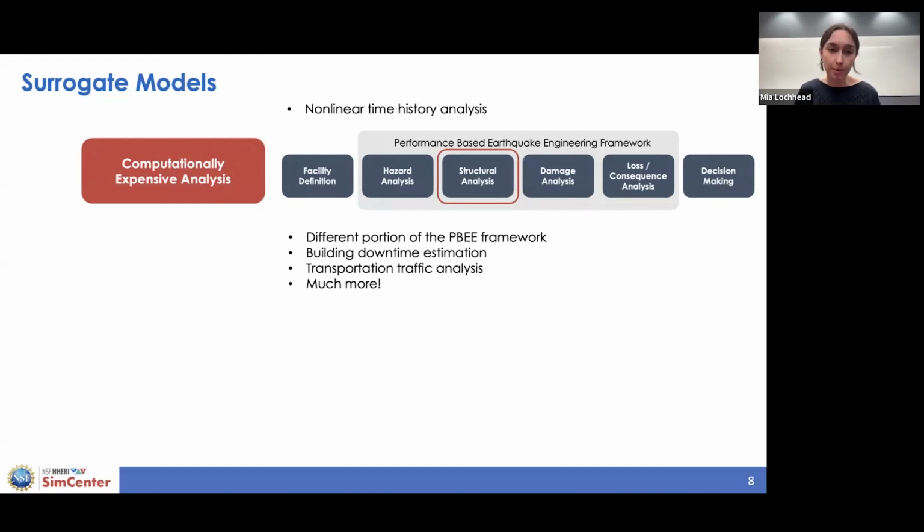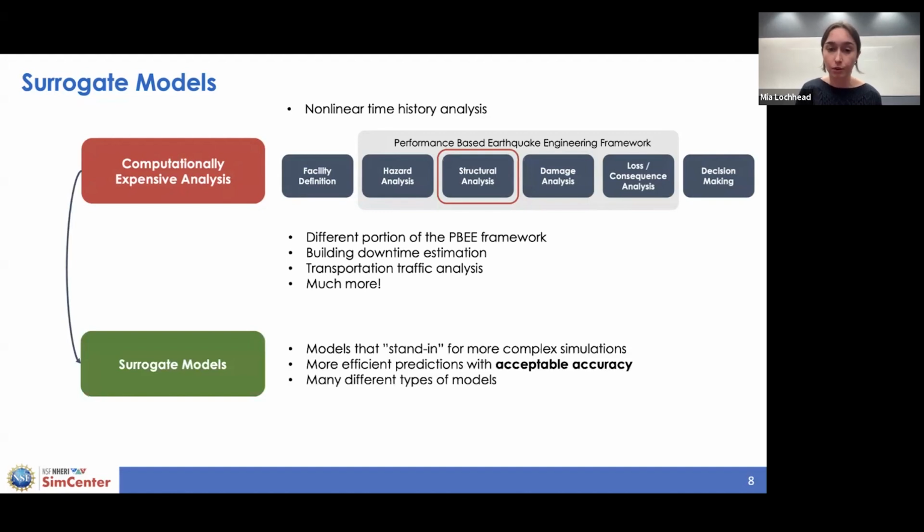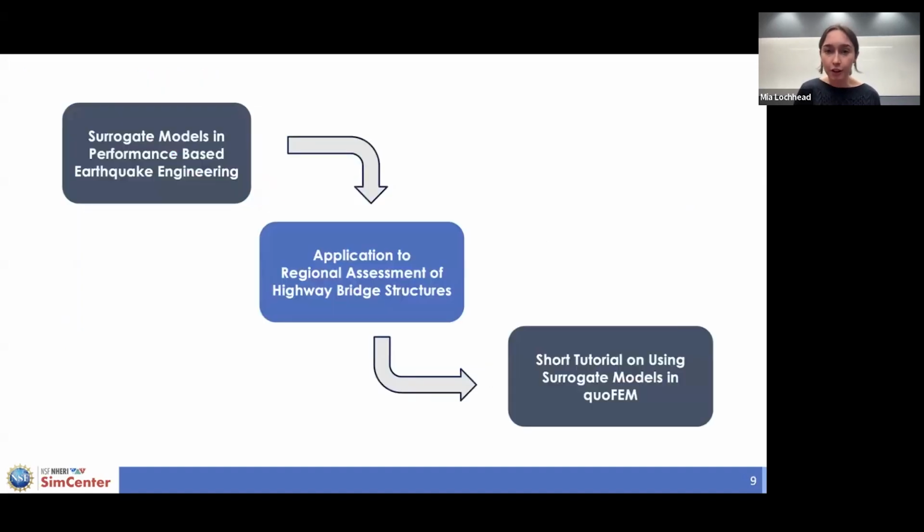So we have some kind of computationally expensive analysis, and then as an alternative, we have surrogate models. Surrogate models, in the most general sense, are models that stand in for more complex simulations and can provide more efficient predictions with some level of acceptable accuracy. There are a lot of different types of these surrogate models. By no means will this presentation be comprehensive. I'm going to be talking mostly about one specific type of surrogate model. That concludes this introduction to surrogate models in performance-based earthquake engineering.